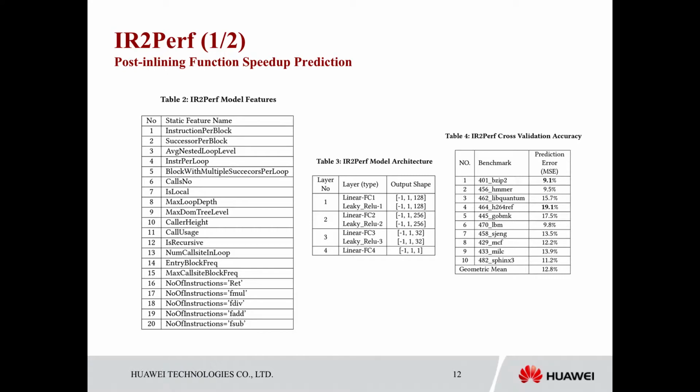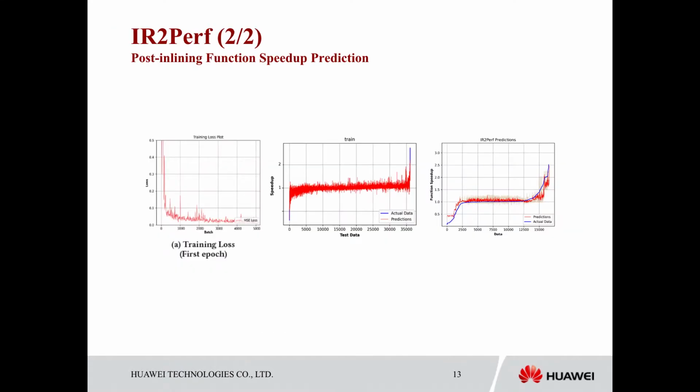the cross-validation results of IR2Perf. So you see, if we leave one out and then cross-validate using the rest, we're going to see that in certain cases we have a lower error rate, and in certain cases a higher error rate, and the geometric mean was around 12%. So we were around 10 to 15% off the actual speed up values in this case.